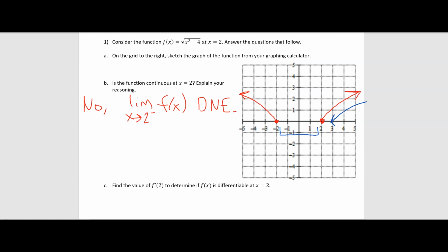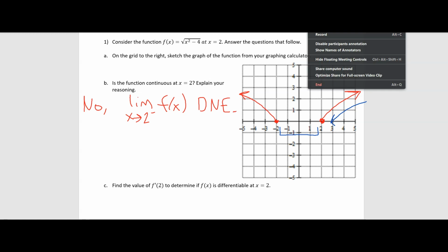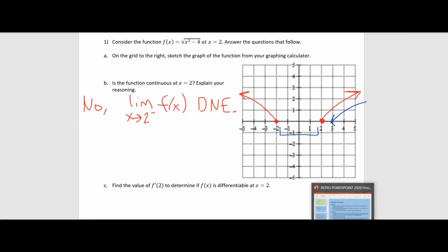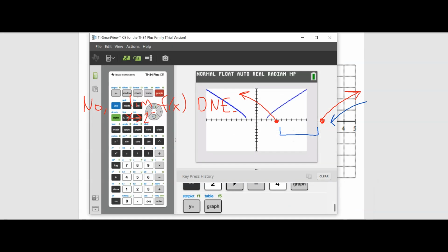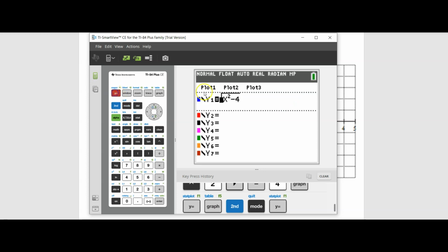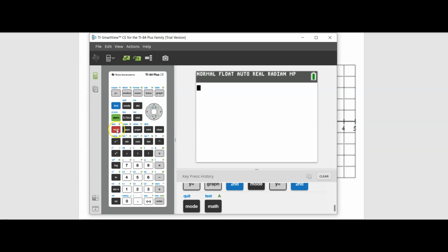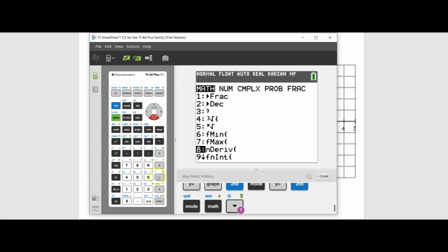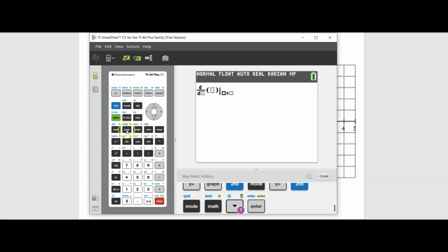Okay, on to part C. It says find the value of f prime of 2 to determine if f of x is differentiable at x equals 2. Well, we talked about this in our last lesson. We can use our calculator to find a derivative. So let's get rid of this. The way you do that, go to your home screen. Remember, I already have my function in at y1. Then I'm going to go to Math, down to option 8, and derive. My variable that I'm taking the derivative with respect to is x.